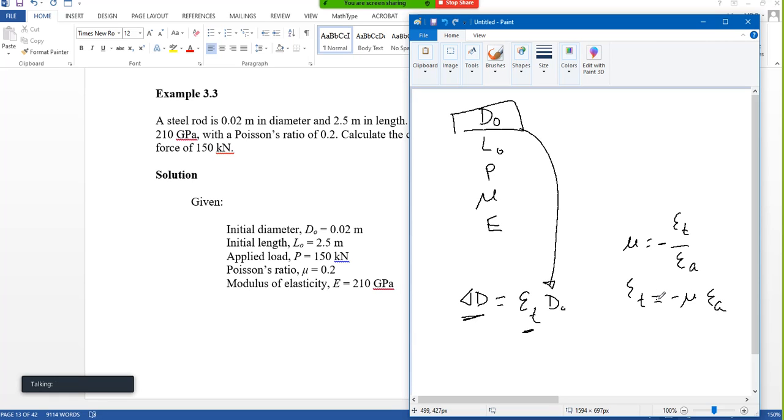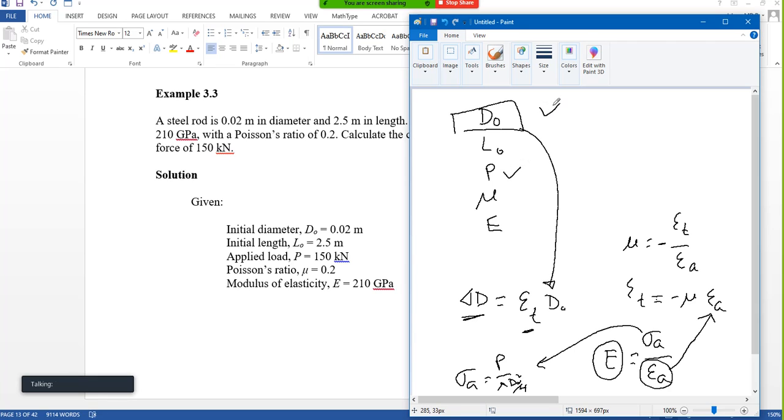Now do we know epsilon A? Is anything else given? Load is given, diameter is given, so simple. The other thing we know is that modulus of elasticity is sigma A divided by epsilon A. If we can find sigma A, we can use it here, and E is given. So we need to calculate this first. Can I calculate this? Yes: P divided by pi d square over 4. What is pi d square over 4? That is the cross-sectional area. P is given, D is given, so we can calculate sigma A.